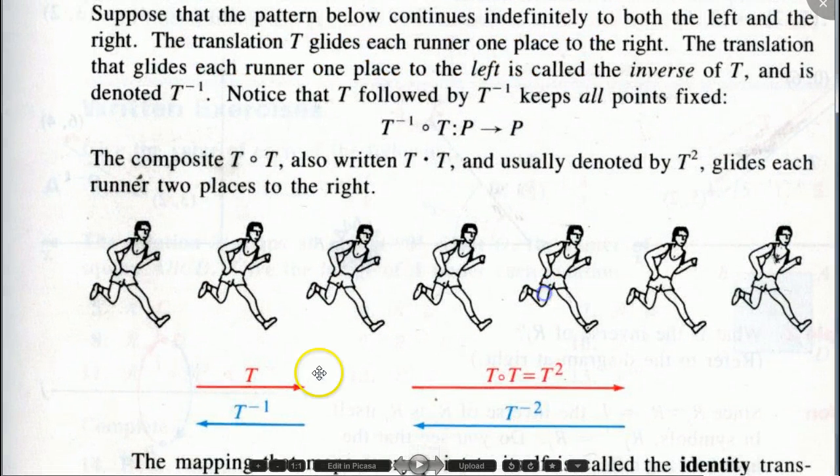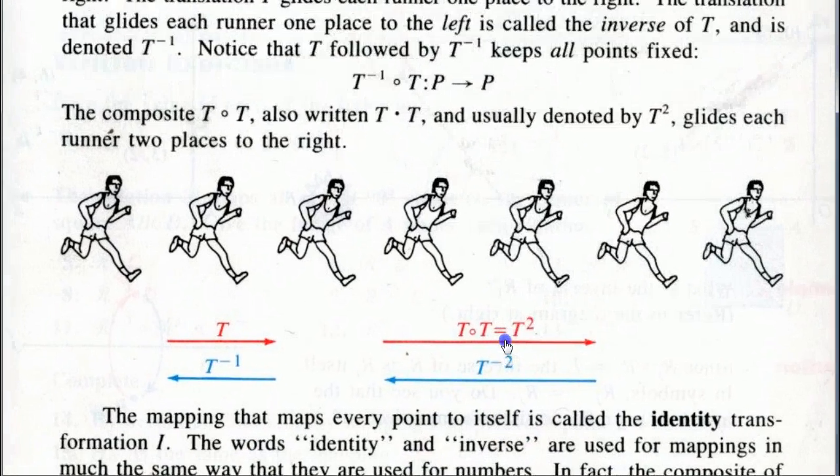So this is what you're saying here. T moves it one. If you do T twice, and if you apply the inverse once, you're back to where you are. If you apply the inverse twice again, then you're back to where you are. Does that make sense?